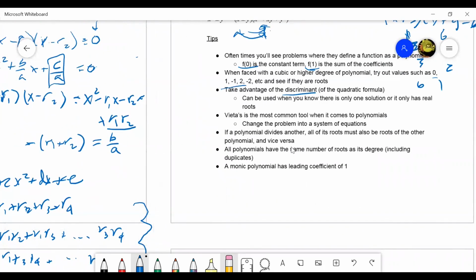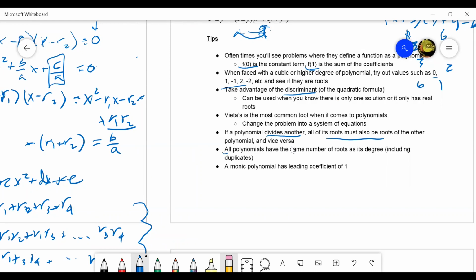And lastly, if a polynomial divides another, all of its roots must be roots of the other polynomial. All this is really saying is that if a polynomial can divide the other polynomial, then since they can all be split up into the product of x minus each root, there must be overlap between both polynomials.